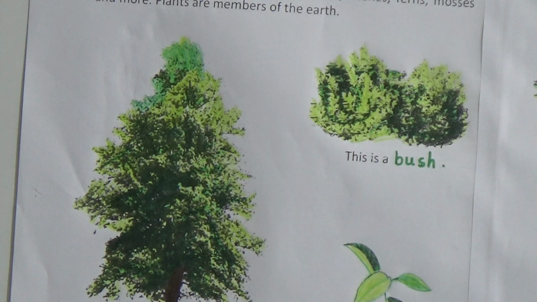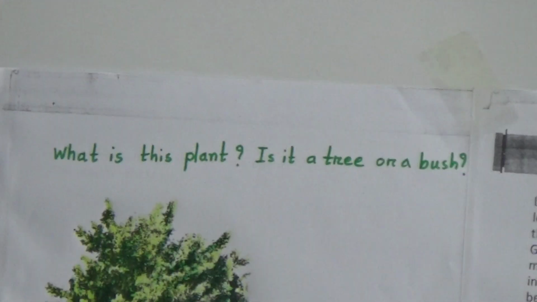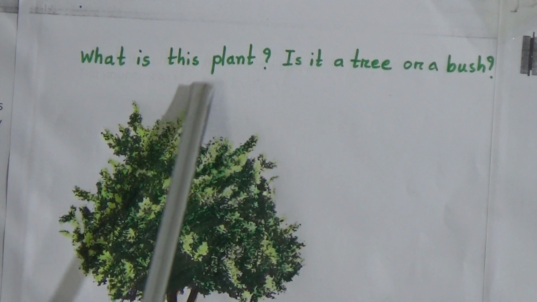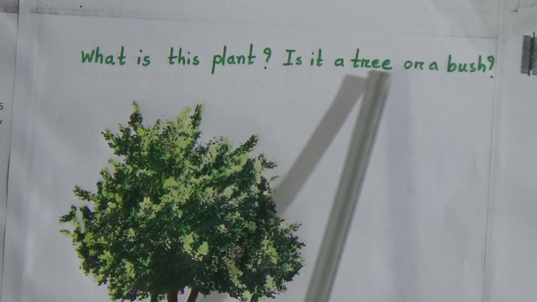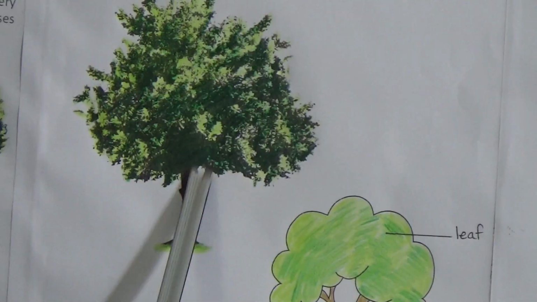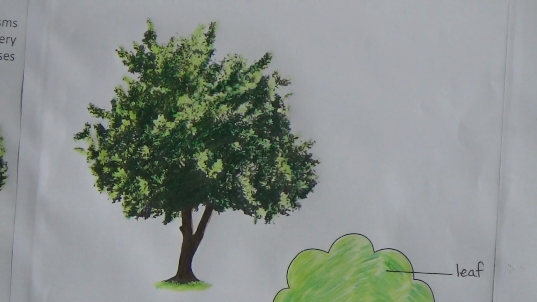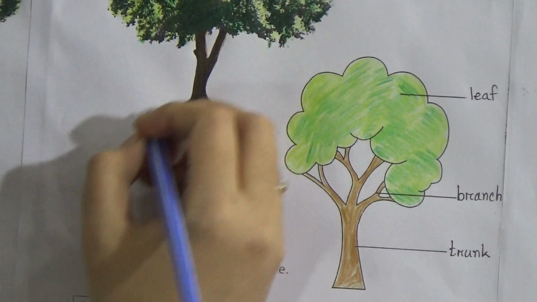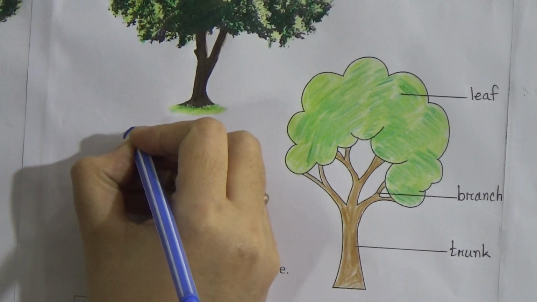Now go to the next page. Here is page number 15, and here is a picture. What is this plant? Is it a tree or a bush? Look at this picture. What is this? This is a tree, and this is a big plant. So we will write here a tree.